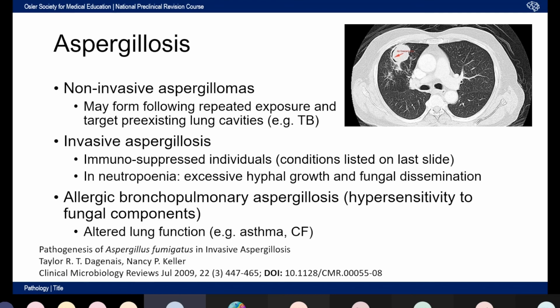And then a worse form, invasive aspergillosis, occurs in immunosuppressed individuals, which were the conditions I listed before. Neutropenia can cause a big issue, as in neutropenia, people get excessive hyphal growth and the fungi disseminates throughout the body, so it can make people really ill. And then other people may have a hypersensitivity to the fungal components of Aspergillus, so they get allergic bronchopulmonary aspergillosis, and this can cause altered lung function. So it's just an example of how the disease people get is really influenced by host factors as well as the fungus that's infecting them.